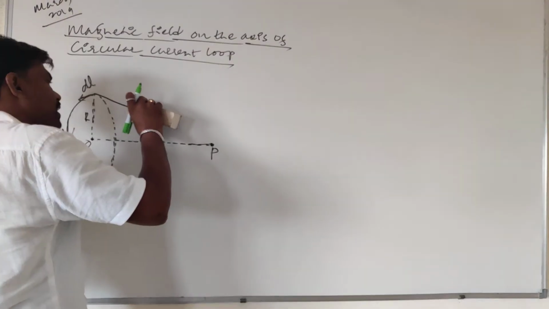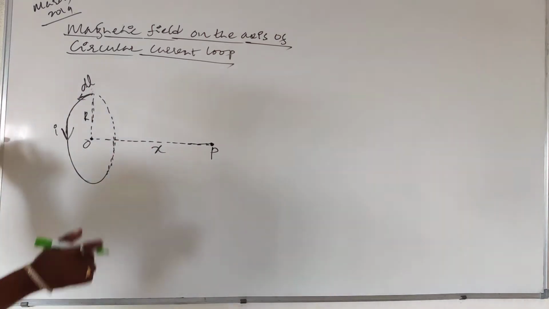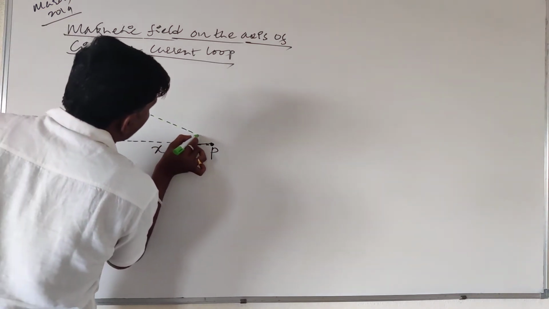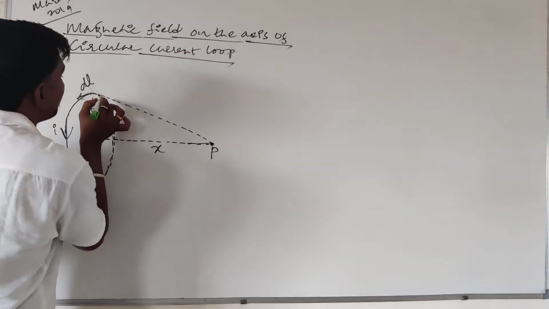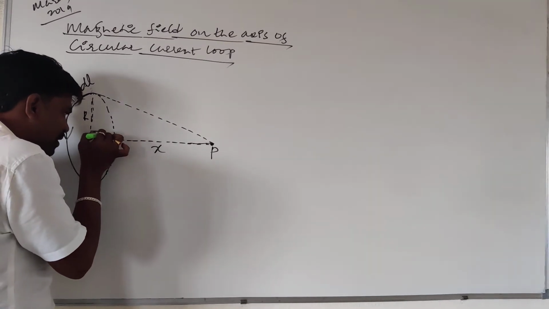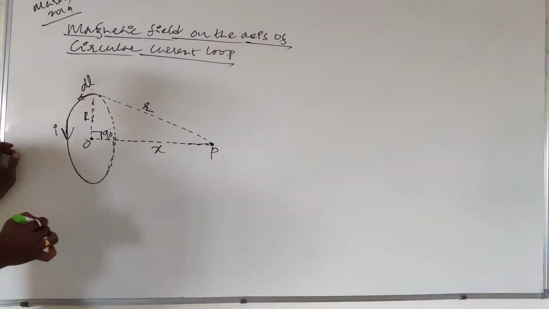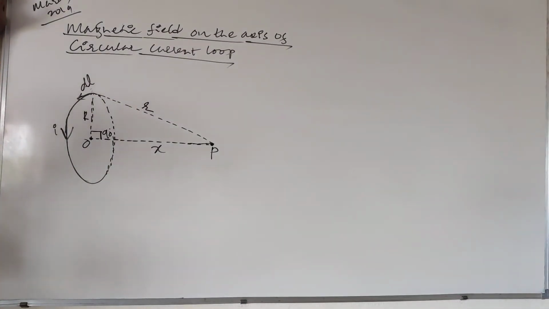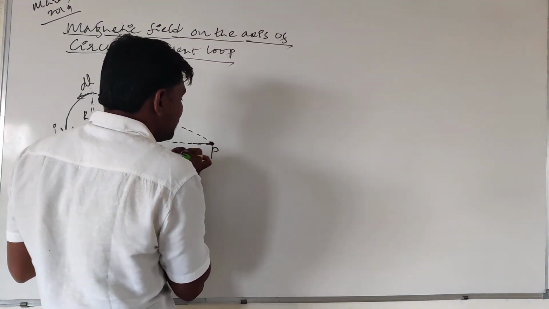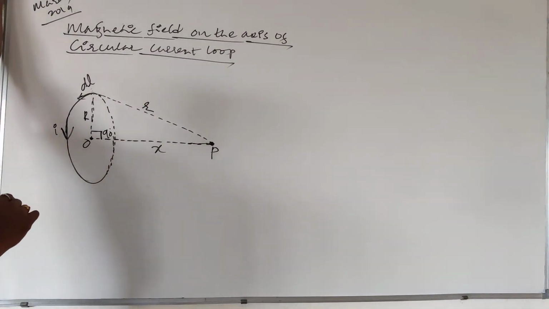Why? Because from this current element dl, we are going to find out the magnetic field intensity. The angle here becomes 90 degrees, and this distance is R. This is very important, right? At this point, we are going to find out the magnetic field.